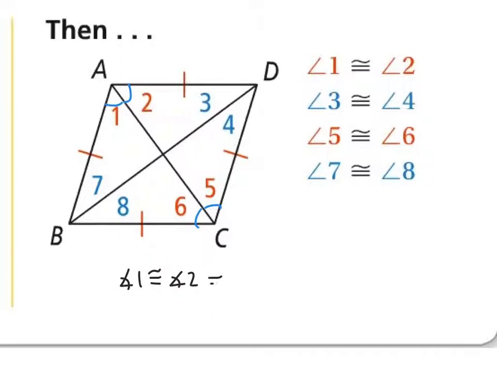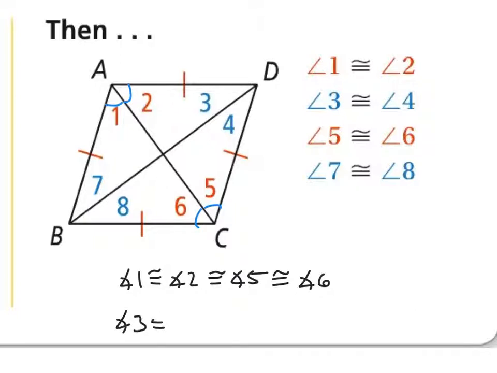Angle 1 will be congruent to angle 2. Angle 2 will be congruent to angle 5. And angle 5 will be congruent to angle 6. All 4 of those angles will be congruent. That is not only because of this theorem 6-14, but also because of our properties from parallelograms. And of course, that same logic goes for angles 3, 4, 7, and 8.